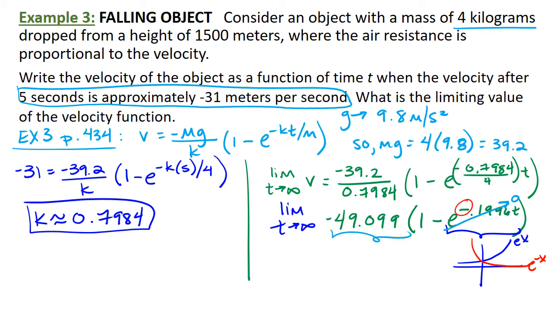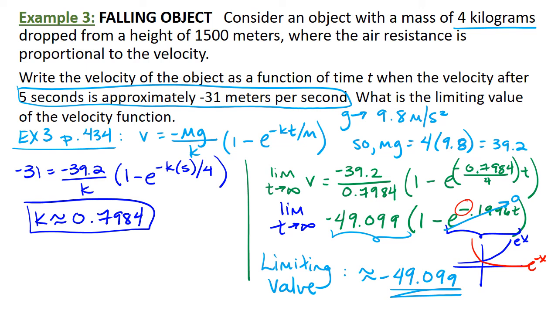So I have this times 1, which tells me that my limiting value is approximately negative 49.099. And again, that is the limiting value of the velocity here. Oh, I should tack on meters per second since we're dealing with velocity. And that wraps up this lesson.